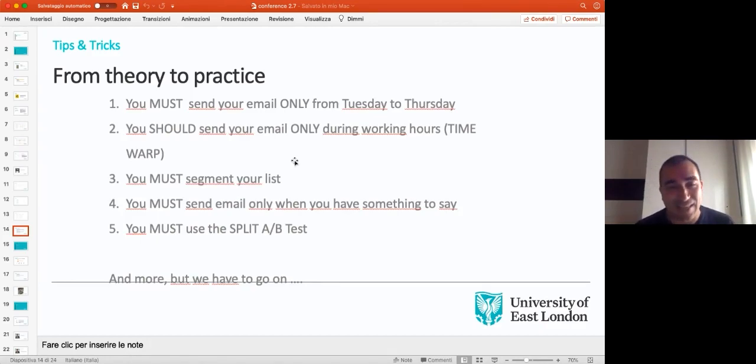There is a really nice tool on Mailchimp that is called Time Warp. You remember that we are localizing you using GPS or using the IP address. Mailchimp knows where you are. So Mailchimp, before sending you the newsletter, checks where you are, and then discovers that you are in a different time zone.